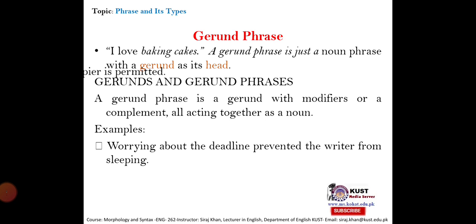For example, worrying about the deadline prevented the writer from sleeping. So worrying is a gerund, and this is a gerund phrase. Fishing from the pier is permitted. So fishing here is the participle form of a verb working as a noun.